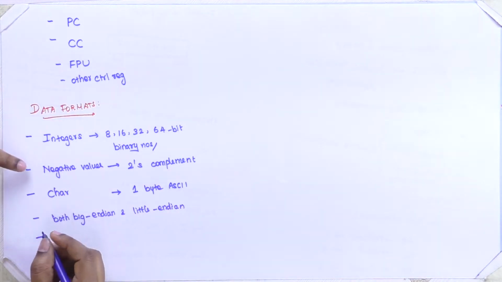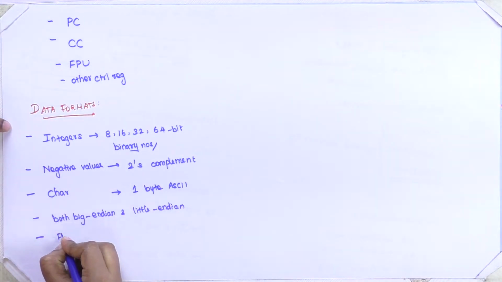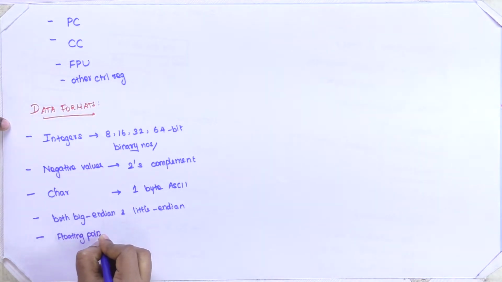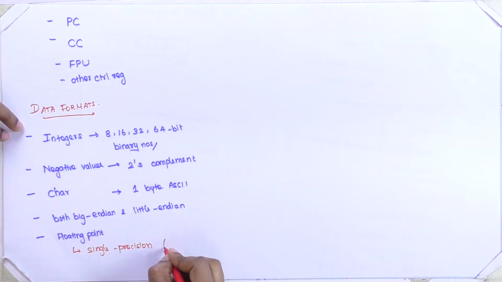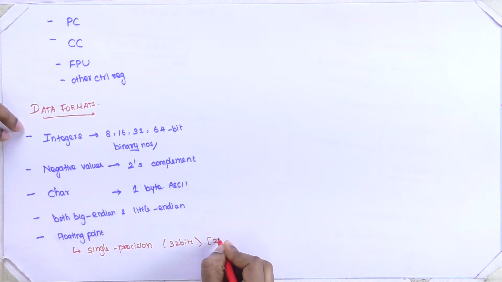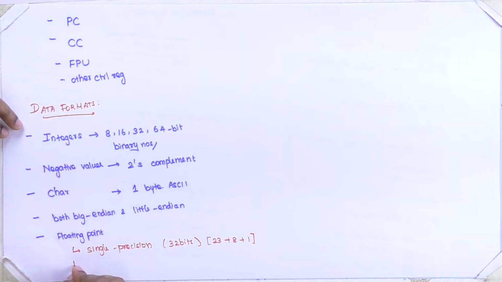Three different floating point formats are there: single precision, double precision and quad precision. Single precision is 32 bits long, that is 23 for storing the fraction numbers, 8 for storing the exponent and 1 for storing the sign bit.